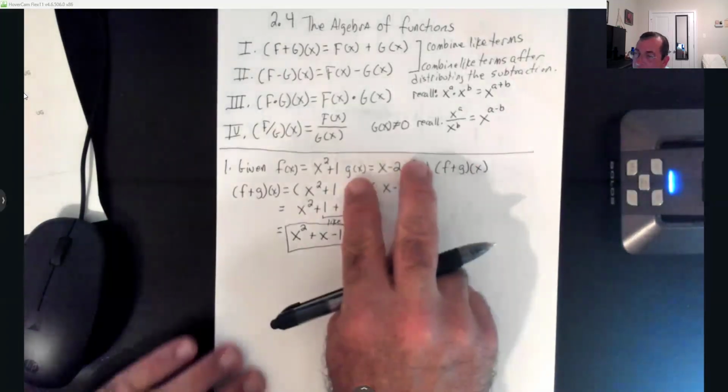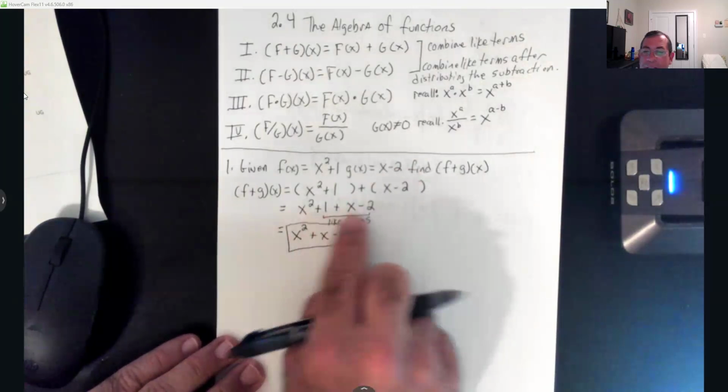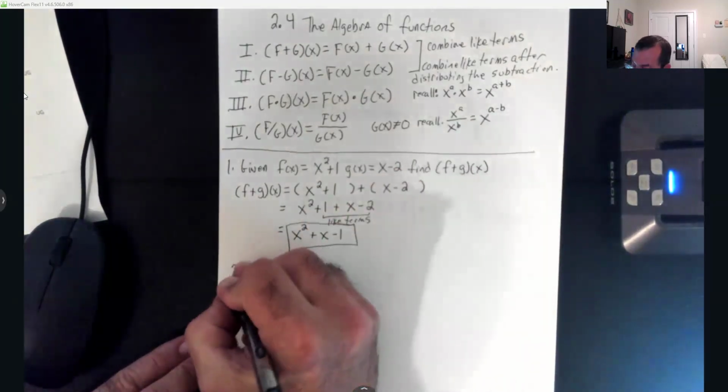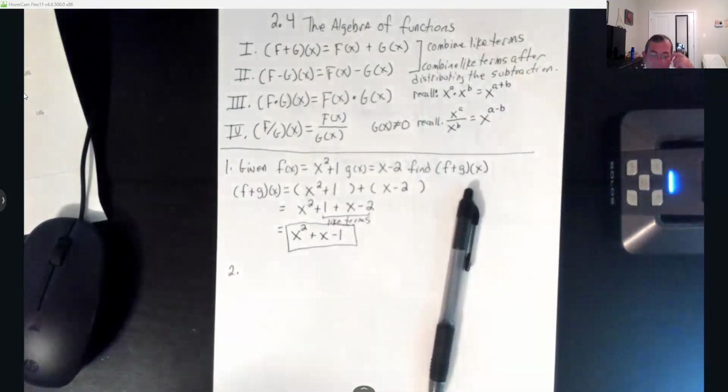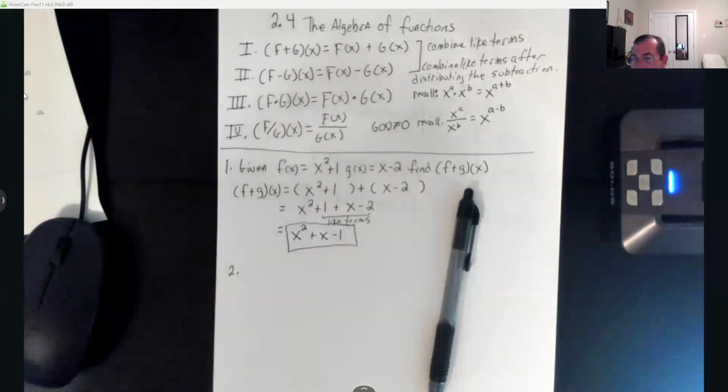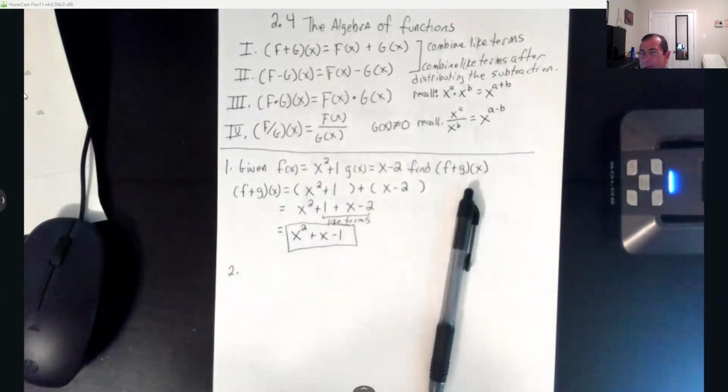So adding's not bad. Basically, you drop parentheses and you're just adding like terms. All right, so we'll come back and do some multiplying and subtraction and all that fun stuff, okay?